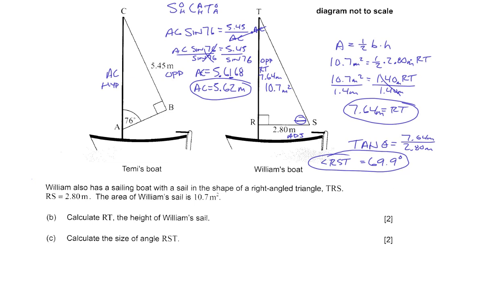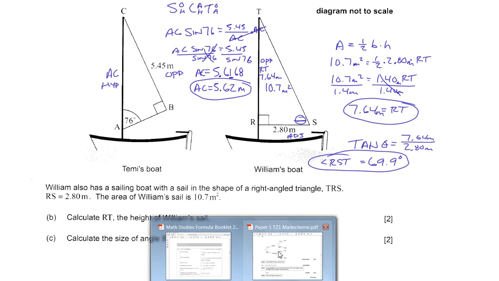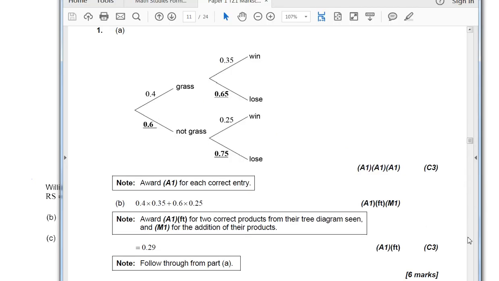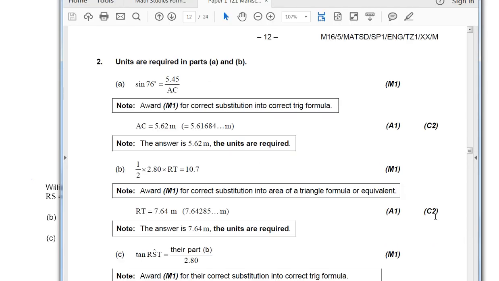Okay, let's check that with our rubric and see if we're doing all right. So part 2, units are required in parts A and B. Okay, so we get 1 point for setting up sine 76 as 5.45 over AC, which we did. Okay, you get a point for correct substitution, and then you get your second point for getting the correct answer. 5.62 meters is what we rounded ours to, so we got our 2 points there.